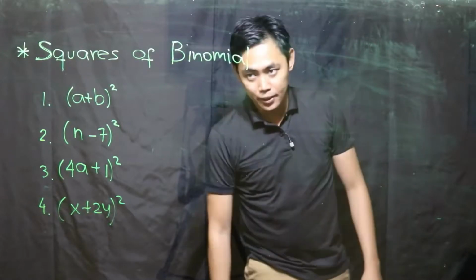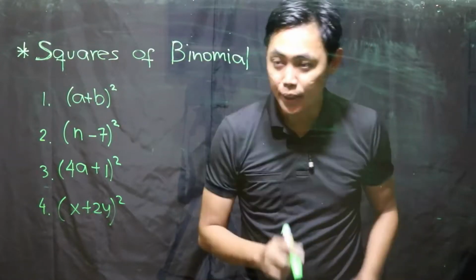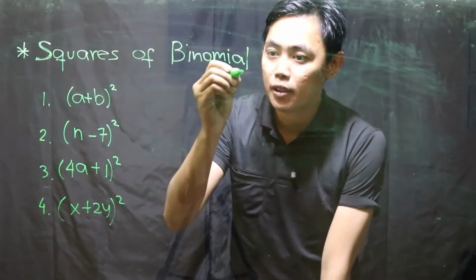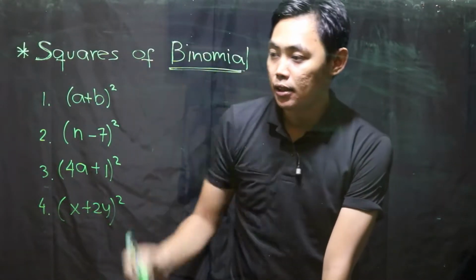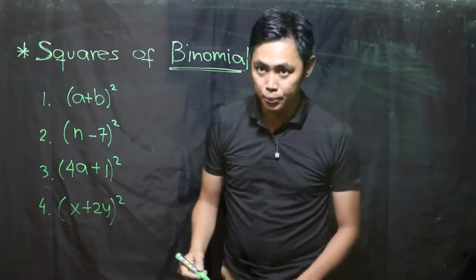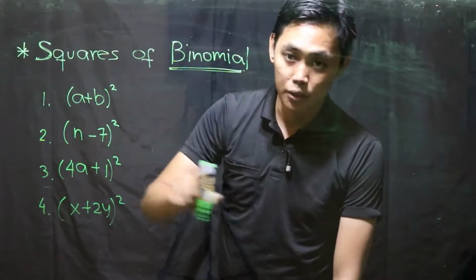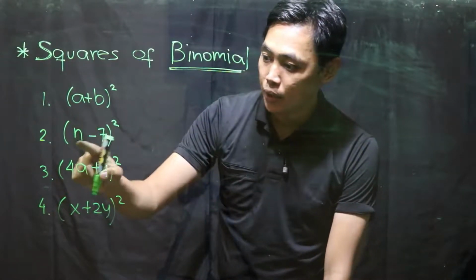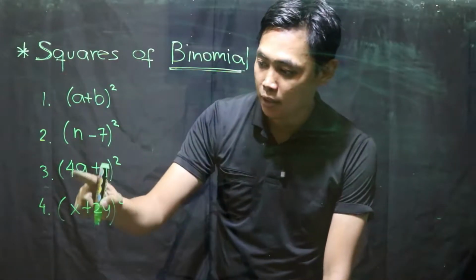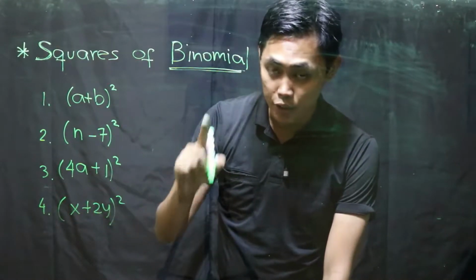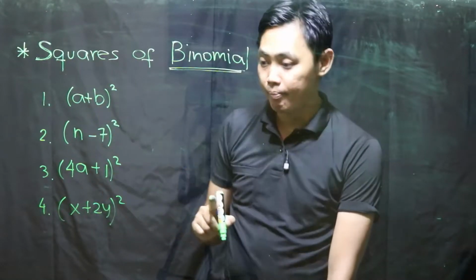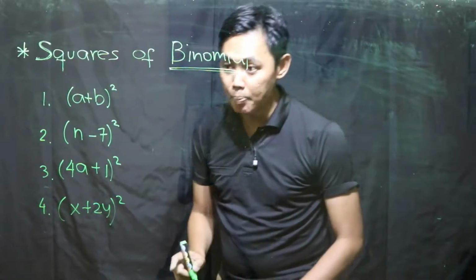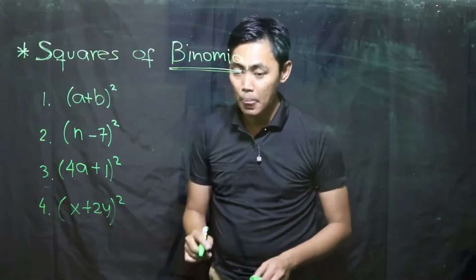Alright, so to start, we all know what a binomial is, right? A binomial is a mathematical expression that has two terms. So 1, 2, this is a binomial. 1, 2, this is another binomial. 1, 2, this is another binomial, okay? So we have a first term and a second term. Okay, so what will happen if we square it?